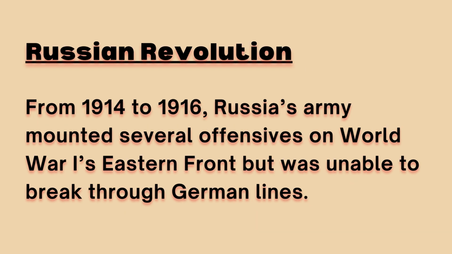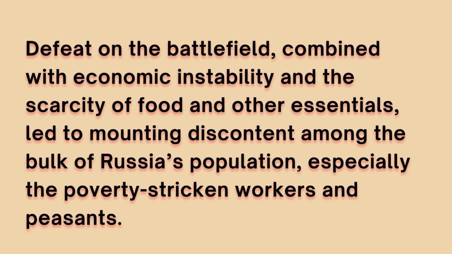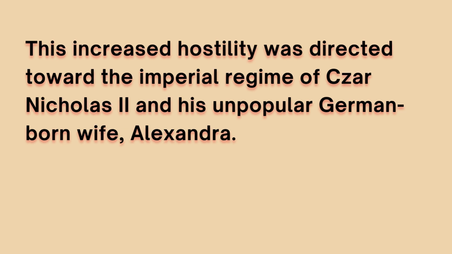Russian Revolution. From 1914 to 1916, Russia's army mounted several offensives on World War I's Eastern Front, but was unable to break through German lines. Defeat on the battlefield, combined with economic instability and the scarcity of food and other essentials, led to mounting discontent among the bulk of Russia's population, especially the poverty-stricken workers and peasants. This increased hostility was directed toward the imperial regime of Tsar Nicholas II and his unpopular German-born wife, Alexandra.